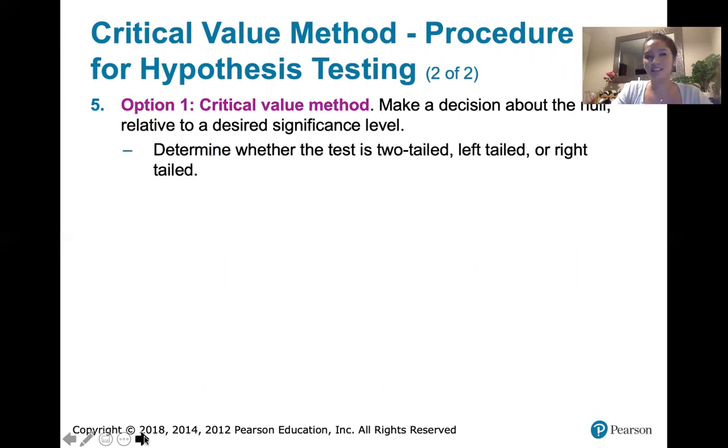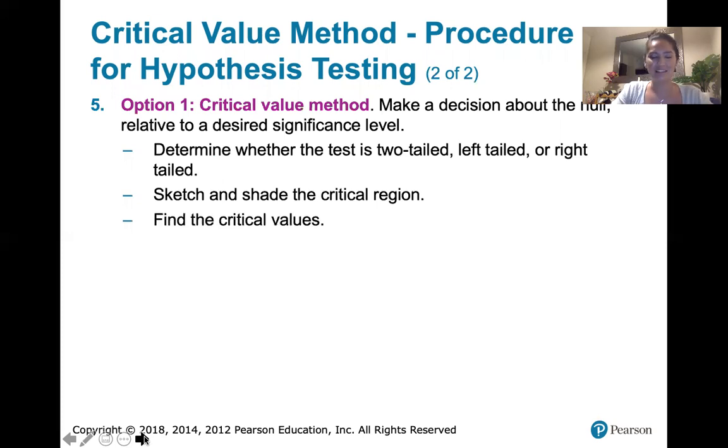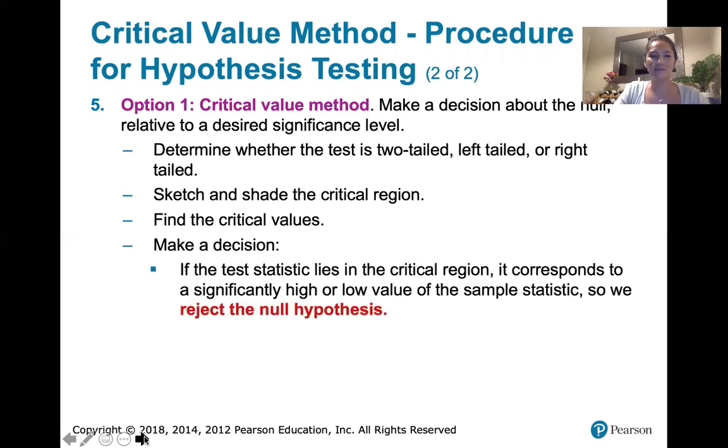The first thing that we need to do with the critical value method is determine whether the test is two-tailed, left-tailed, or right-tailed. And then we're going to want to sketch and shade the critical region on the distribution corresponding to our sampling distribution of that sample statistic. And then we want to find the critical values after that conversion to the new distribution. And then we're going to use the critical values and the test statistic to make a decision.